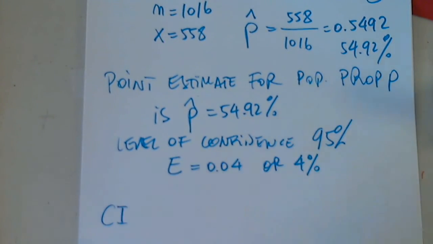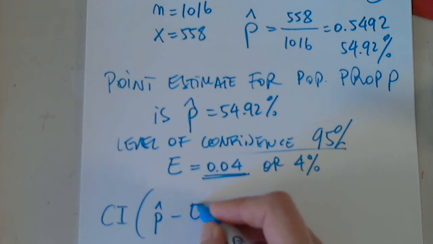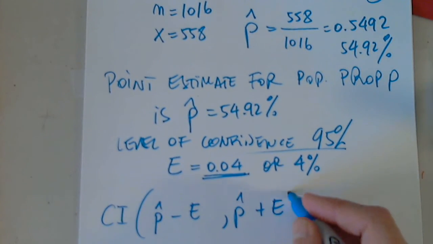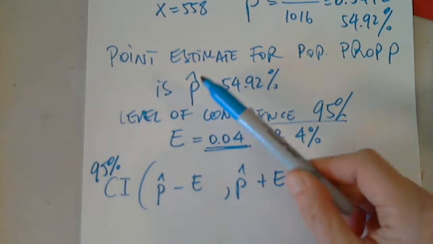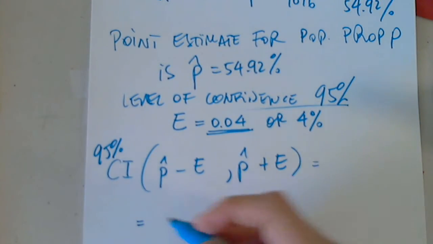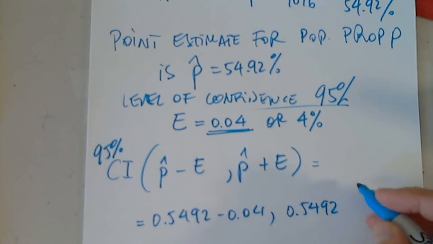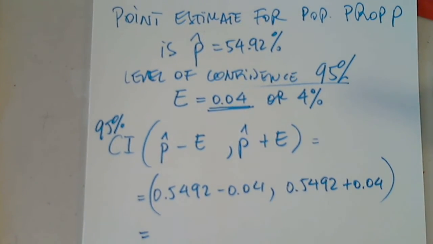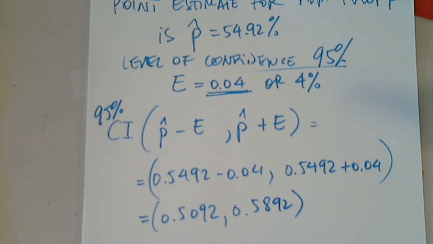So the confidence interval, we are already told the level of confidence is 95%. We are told the margin of error. We don't have to calculate anything other than p hat minus E, comma, p hat plus E. This is the confidence interval. So it's a 95% confidence interval. So the point estimate minus the error and the point estimate plus the error. Okay, no problem. 0.5492 minus 0.04 and 0.5492 plus 0.04. So when I subtract, I get 0.5092, and when I add, I get 0.5892. That was painless, so we didn't have to do anything.